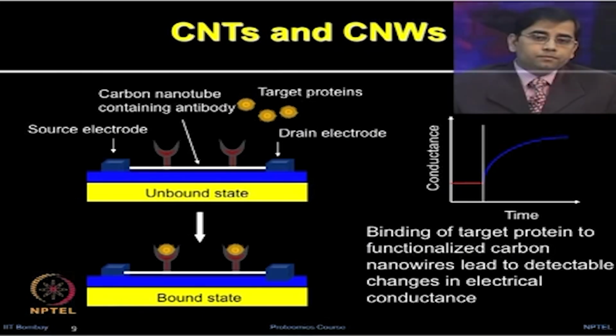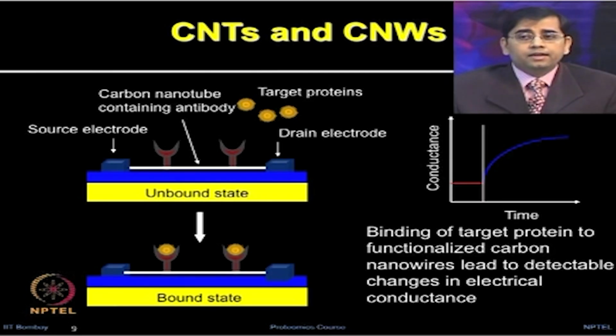Now, in this slide, I am showing you the image for the carbon nanotubes which has a functionalized antibody. The top one is showing the unbound state, where you have source electrode, drain electrode, and then there are some target proteins. After binding, which is shown in the bottom panel, there is a change in the conductance, which is shown in the right panel. The binding of this target protein to the functionalized carbon nanowires leads to a detectable change in electrical conductance.